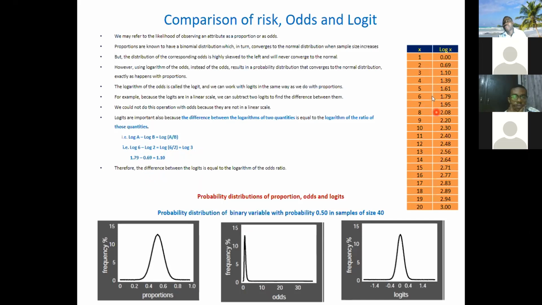Look at this case, that's what I just demonstrated. This is x and this is their logarithm. Look at logarithm of 6, it's 1.79. Can you see? Logarithm of 2 is 0.69. It will give you 1.10. Why is the logarithm of 6 over 2, which is 3, also 1.10? Does it make sense?